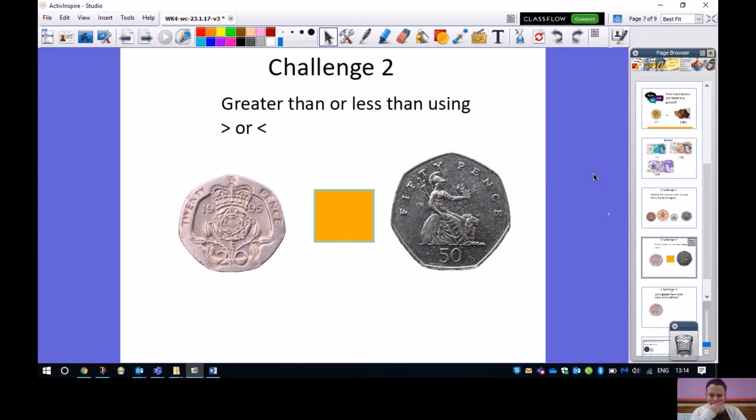20p. What do I know about number? Is 20p bigger or smaller than 50p? Well, they're both pence, so I don't have to think about pounds. 20 is smaller than 50p. It is less than. So 20 is less than 50.